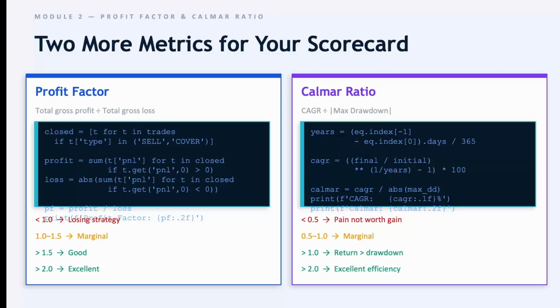Next is the Calmar ratio, and the Calmar ratio divides your annualized return by the absolute max drawdown. It is a quick way to see if the pain was worth the gain. A Calmar above 1.0 means your annualized return exceeded your worst drawdown.